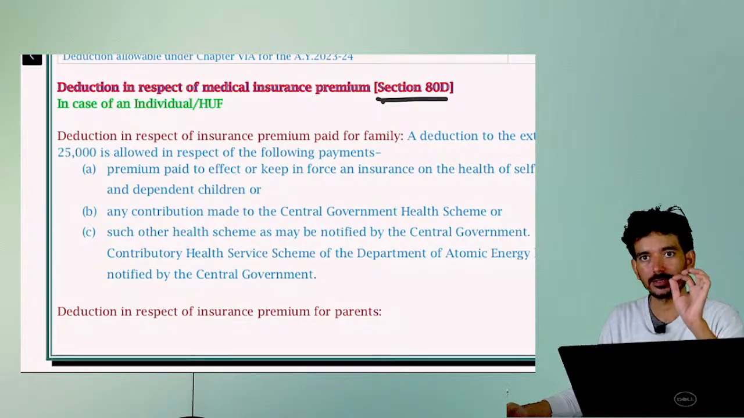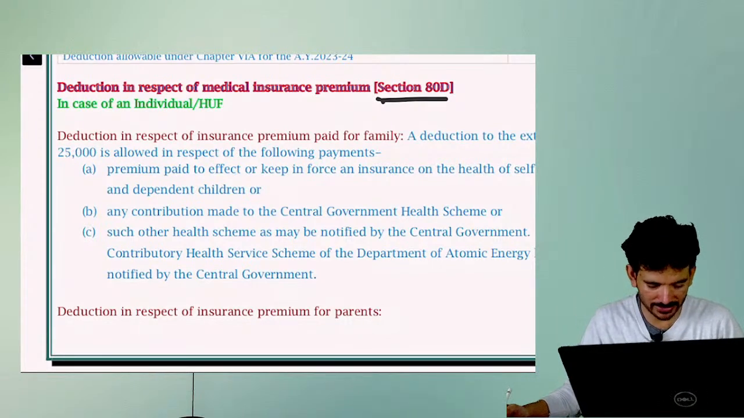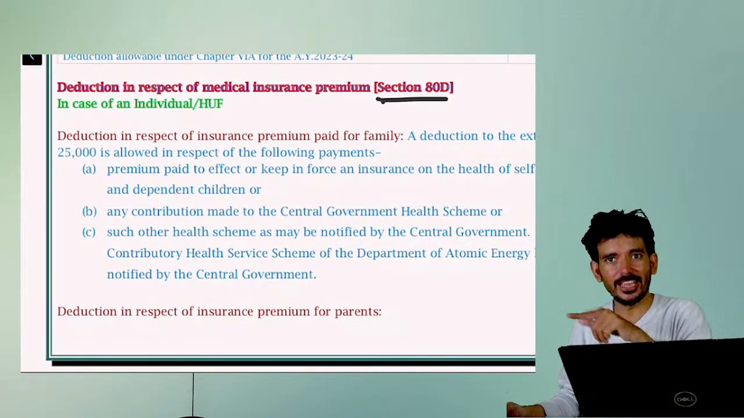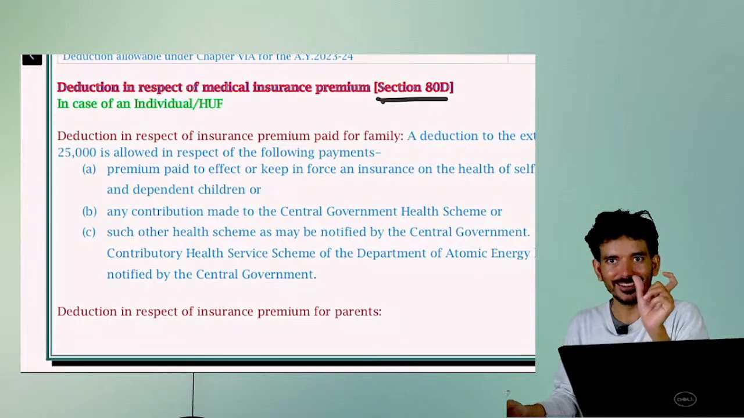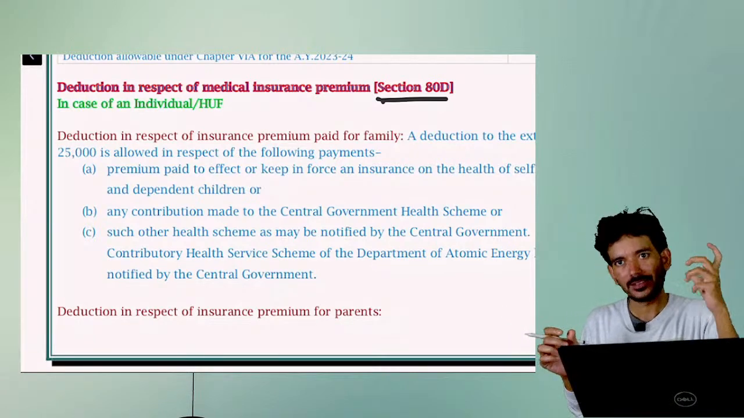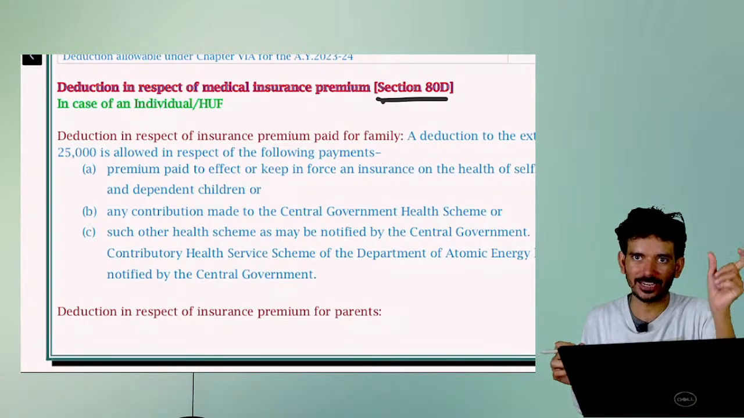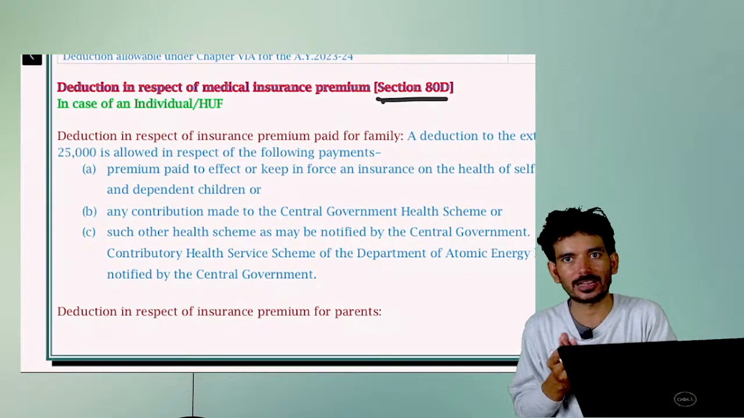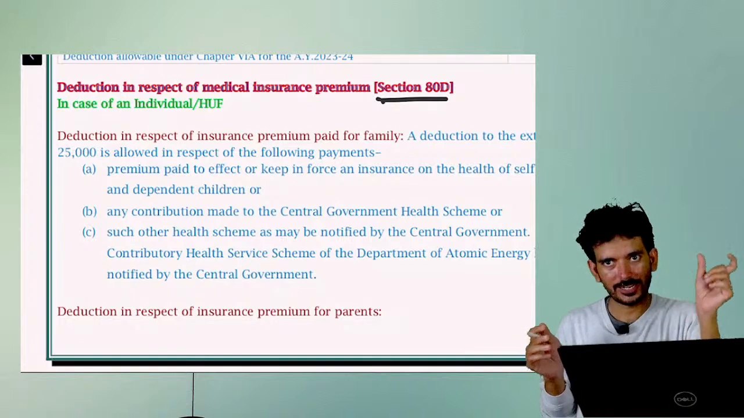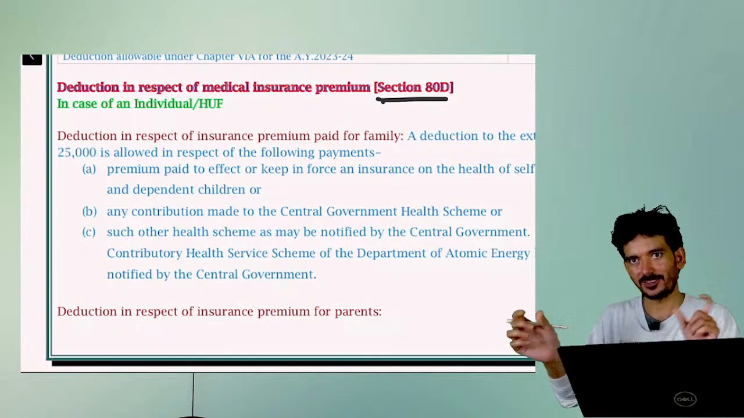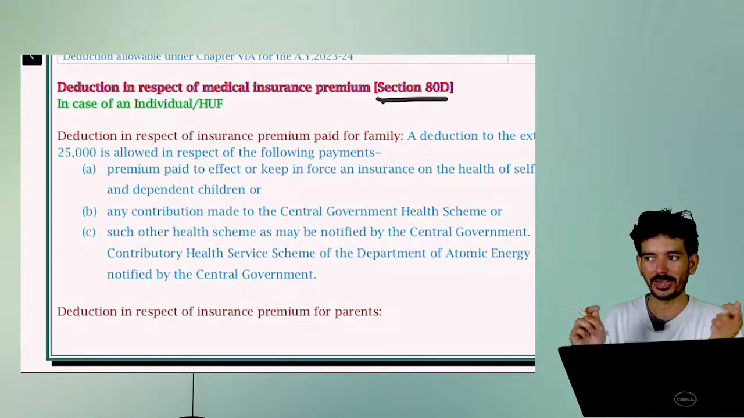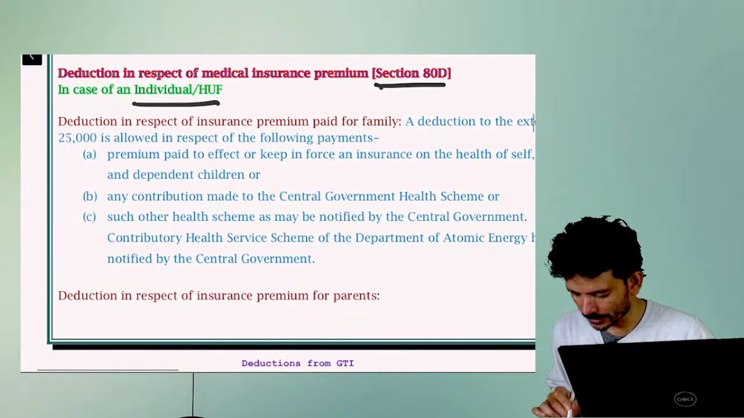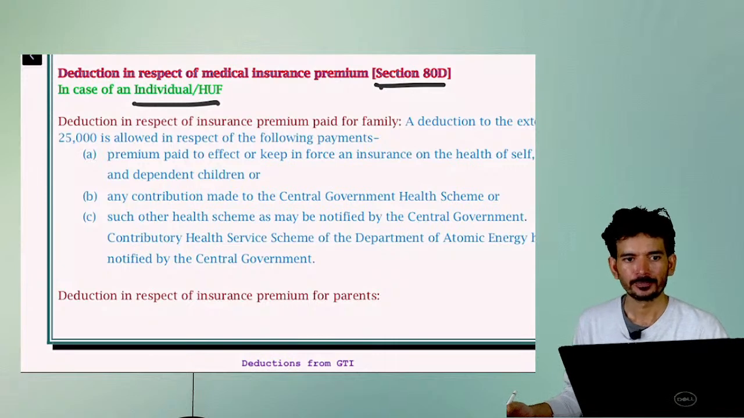So how to remember? Yesterday we did the TDS chapter, right? Whoever was there in the live session, 194D. D means all your health insurance, like 194D was there for health insurance. Here also D means all health insurance will come under 80D. So 194D, 80D. In case you miss one, you can remember the other and pick it up. In case of individual and HUF, you will claim this 80D.